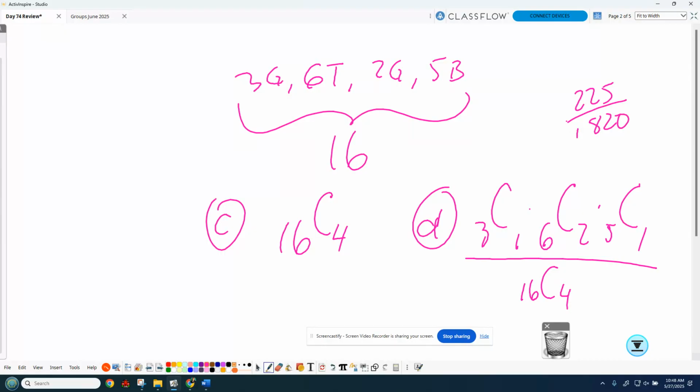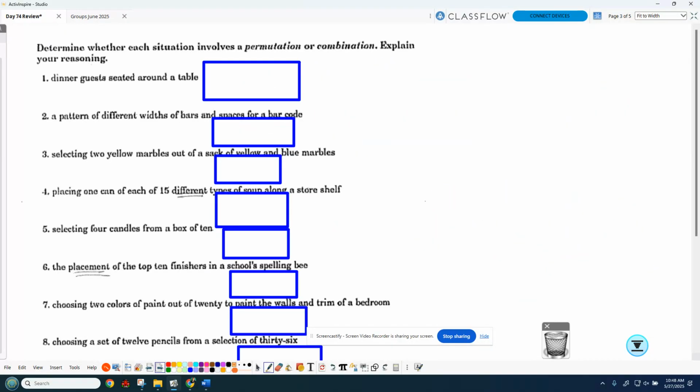So again, there is a quiz tomorrow, and I didn't hand this out yet. One of the things you need to be able to do is identify if it's a permutation or combination, and then evaluate once you figure that out.